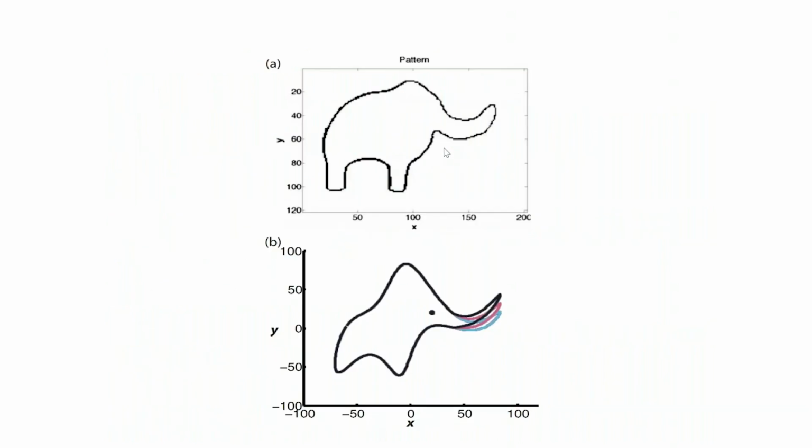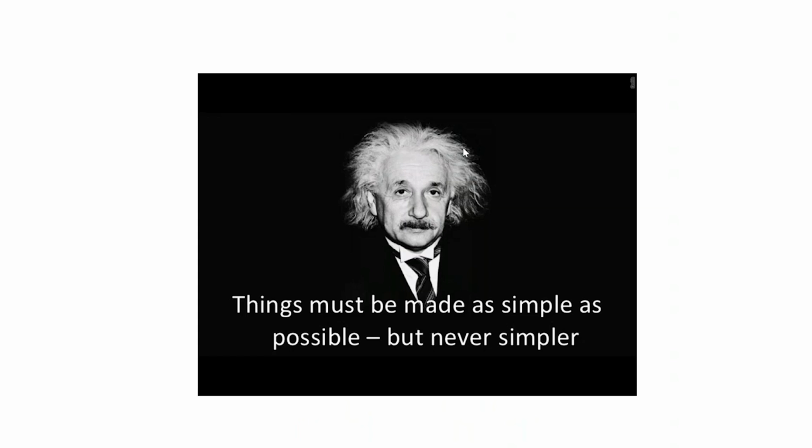There's also the problem of complication. Von Neumann said, give me 4 variables and I'll create an elephant. Give me 5 and I'll make it wiggle its trunk. So we should keep things simple if we can. Einstein said things must be made as simple as possible, but never simpler.